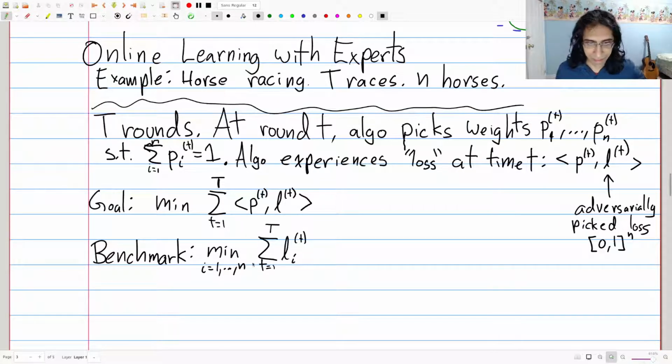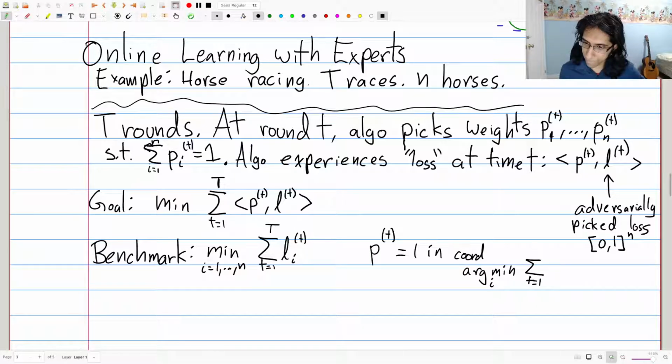So try to convince yourself that this is the same thing as if you just picked p sub t equal to 1 in the coordinate given by the argmin over i. Try to convince yourself that if you just picked one strategy and stuck with it the whole time, that corresponds to setting this p vector to be a 1 in the specific coordinate. Then this would correspond to just plugging in a 1 here for the appropriate thing, and it would pick out L sub i and just sum that up. So right, hope that makes sense.